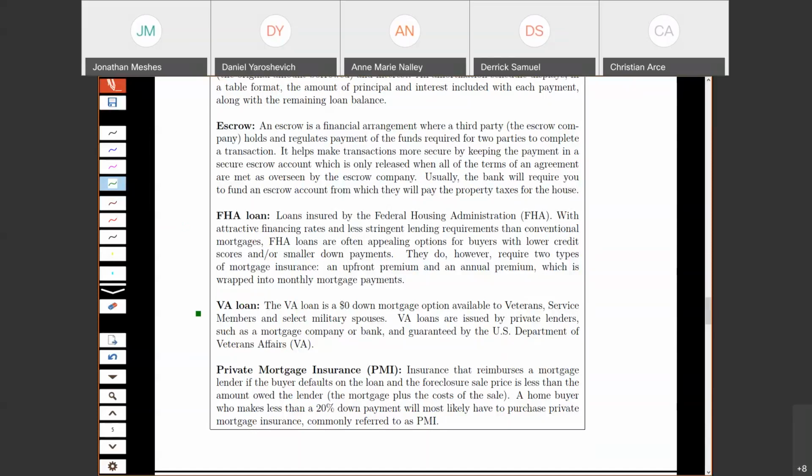A similar thing is a VA loan if you're a veteran or if you're married to a veteran. You can get loans through the Veterans Affairs Department, and they give you nice deals.